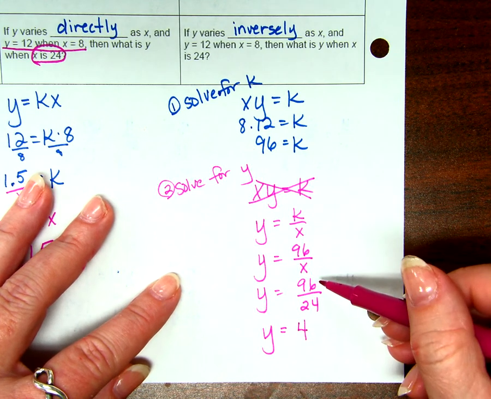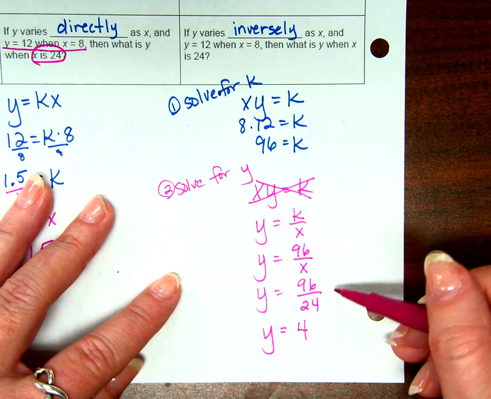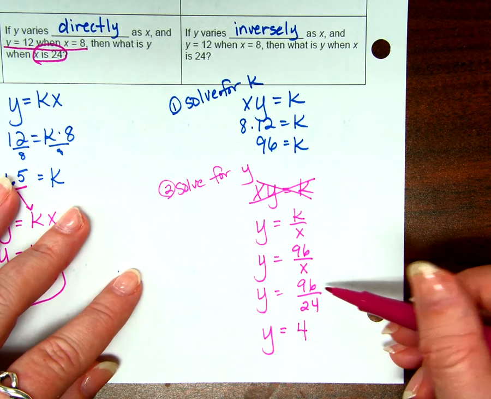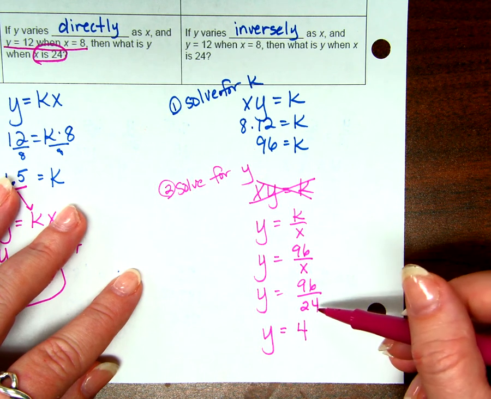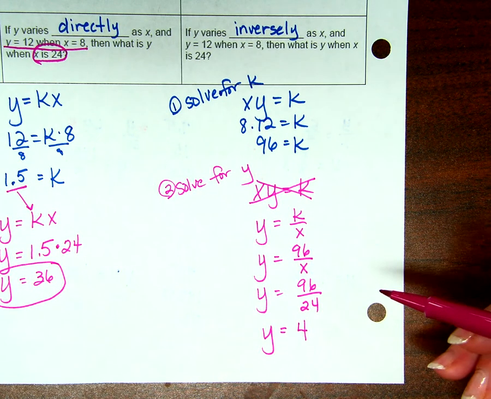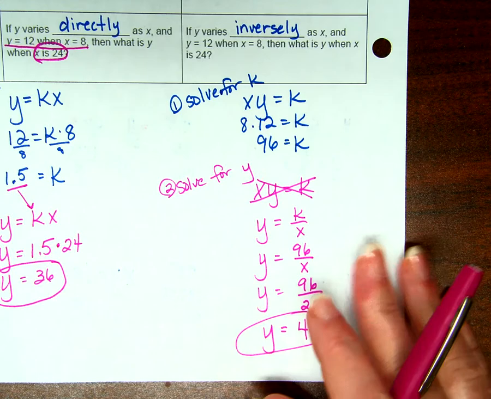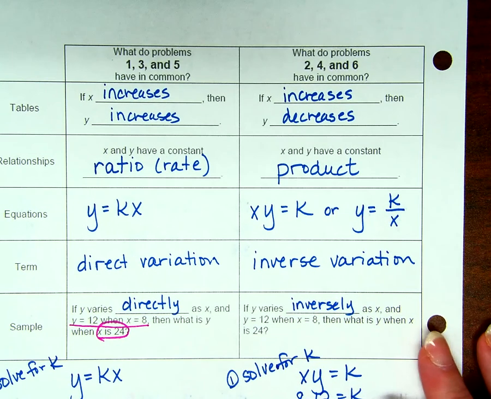So y equals... 96 is super close to 100. 24 is super close to 25. How many times does 25 go into 100? Well, does it make sense that 24 would go into 96? Because that's 4 less. And this is 1 less than 25. That's my answer. Any questions so far?